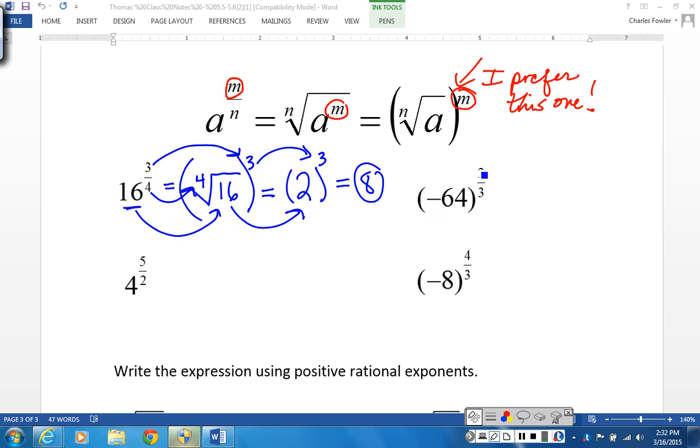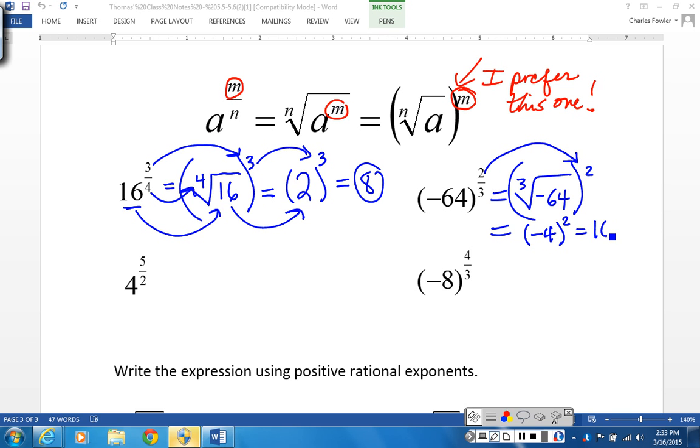You have negative 64 to the 2/3. Notice that even the negative is inside of this parenthesis, and this 2/3 even applies to the negative. So now this negative will also go under the radical. You have the cube root here of negative 64, but all of it's being squared because of this 2 here. The cube root of negative 64 we found out was negative 4, but it's being squared, so the final answer is 16.